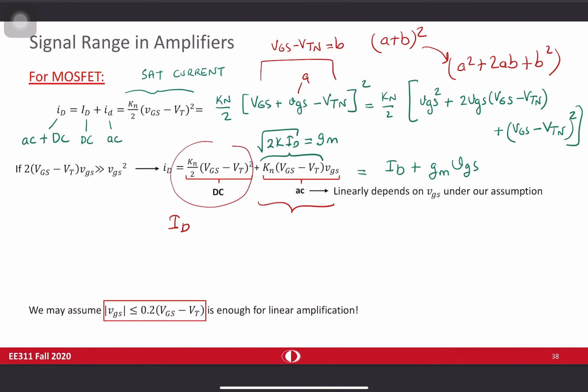And this is consistent with what I said in the previous slide. A transistor is a transconductance amplifier. Input is vgs and AC output current, id current, is gm times vgs.